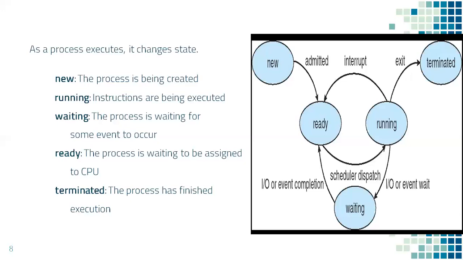At any instance of time, more than one process can be in new, ready, waiting, or terminated state, whereas only one process can be in running state in a given moment of time, because there is only one CPU on the computer and the CPU can execute instructions on behalf of only one process at a time. So this is about the process state diagram.